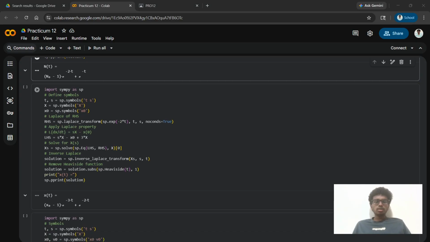So in the Python code, the same procedure is followed. Symbols are defined. The Laplace transform of the input is computed. The equation is formed using Laplace properties and then solved symbolically. The inverse transform gives a final time domain solution and the Heaviside function is removed for clarity.